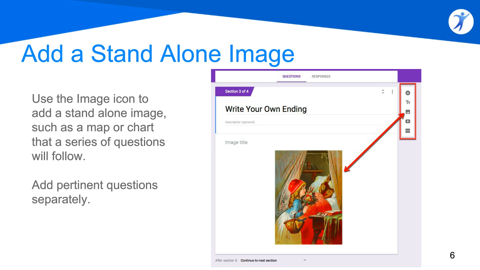So if you need to add an image all on its own, let's say you have a PDF or a Word copy of an assessment that includes a map, a graph, anything like that, take a screenshot of that map and upload it as an image and then add your questions that follow. So just an idea.